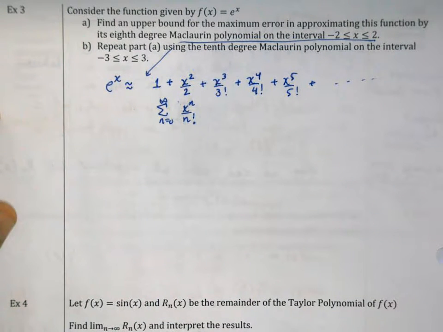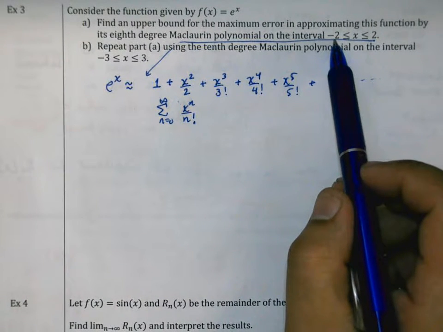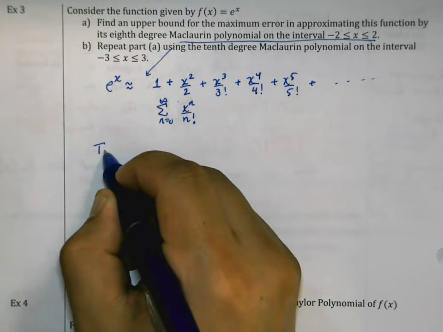So we can simply say x to the nth over n factorial. Now we're not being asked to estimate anything. We're being asked to just find the error bound. If we were to estimate the e to the x function between -2 and +2, let's keep in mind T sub 8.